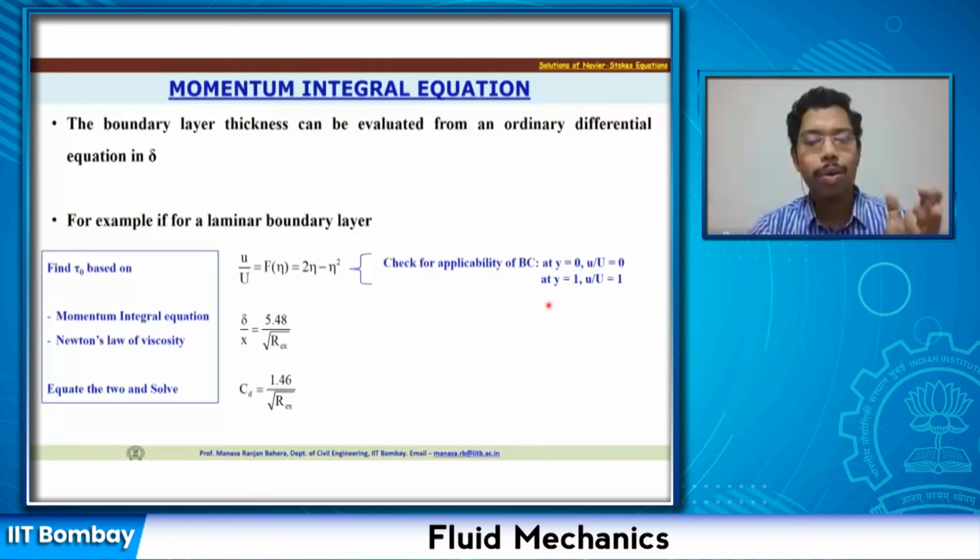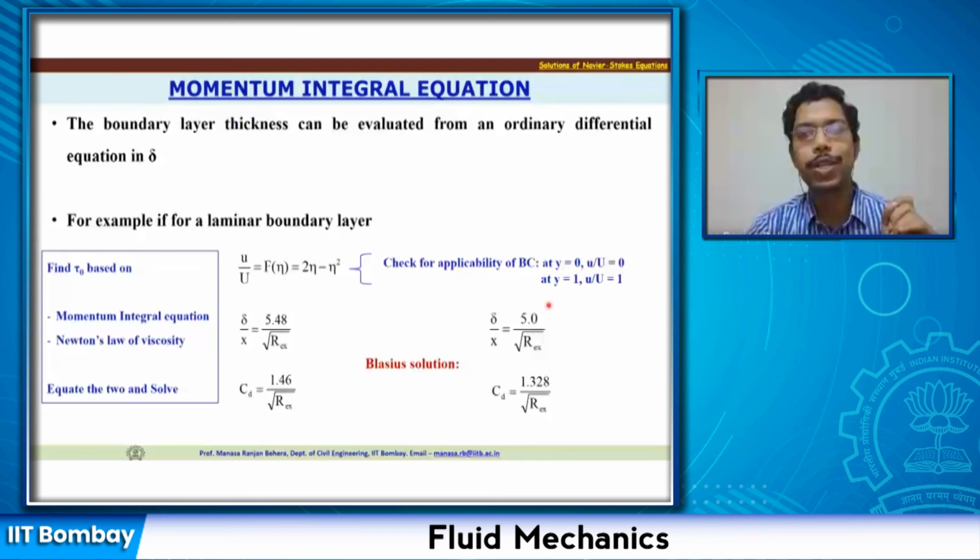Okay, now if we compare the expression that we obtained with the Blasius solution, you can see that the Blasius solution gave us delta by x equals 5 by square root Rex and CD equals 1.328 by square root Rex. So with the advancement, we have got different theories, different values could be arrived at, but still the values are close to the Blasius solution that we have obtained. So in many cases, the Blasius solution is widely adopted. All right, now we have seen the laminar boundary layer so far.